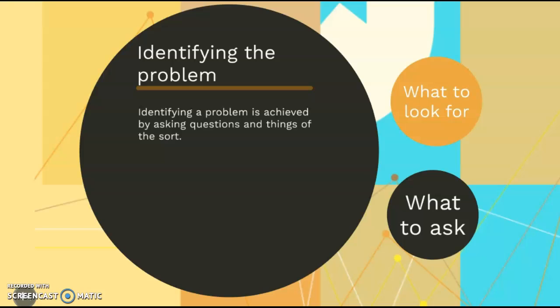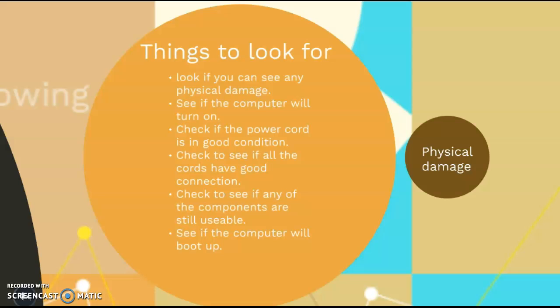So in order to identify the problem, the basic thing that you have to do is ask questions. And so there are 2 elements, what to look for and what to ask. We are gonna see these 2 elements. The first one, what to look for, or things that you need to see, is if there are any physical damages, number one, and maybe it sounds a little bit dumb, but it's a reality.